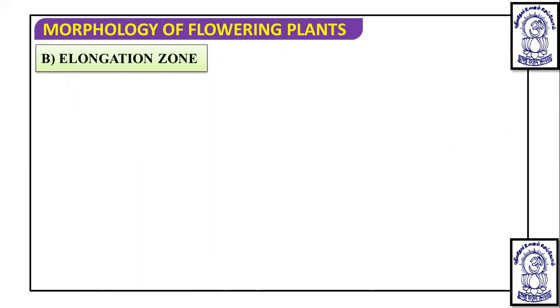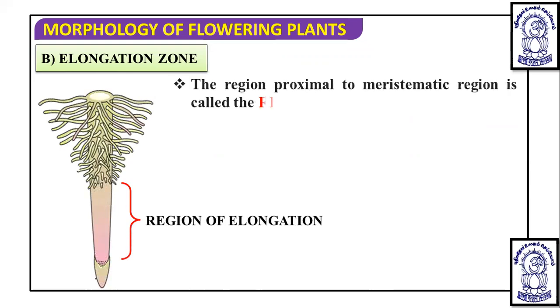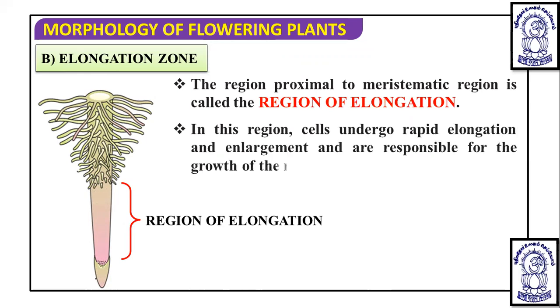Above the meristematic zone, there is an elongation zone. You can see this one, that is the region of elongation. This region of elongation is present proximal to the meristematic region, and in this region cells undergo rapid elongation. In the meristematic region they are in an active state of division, but here in elongation they undergo rapid elongation due to enlargement, and these are responsible for the growth of the root in length.